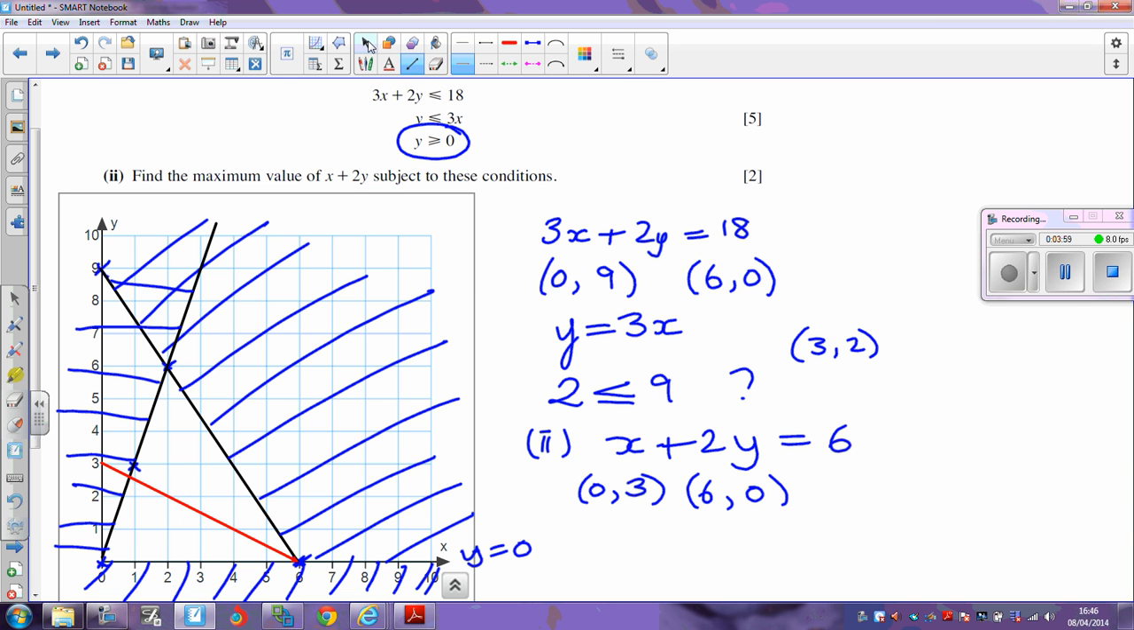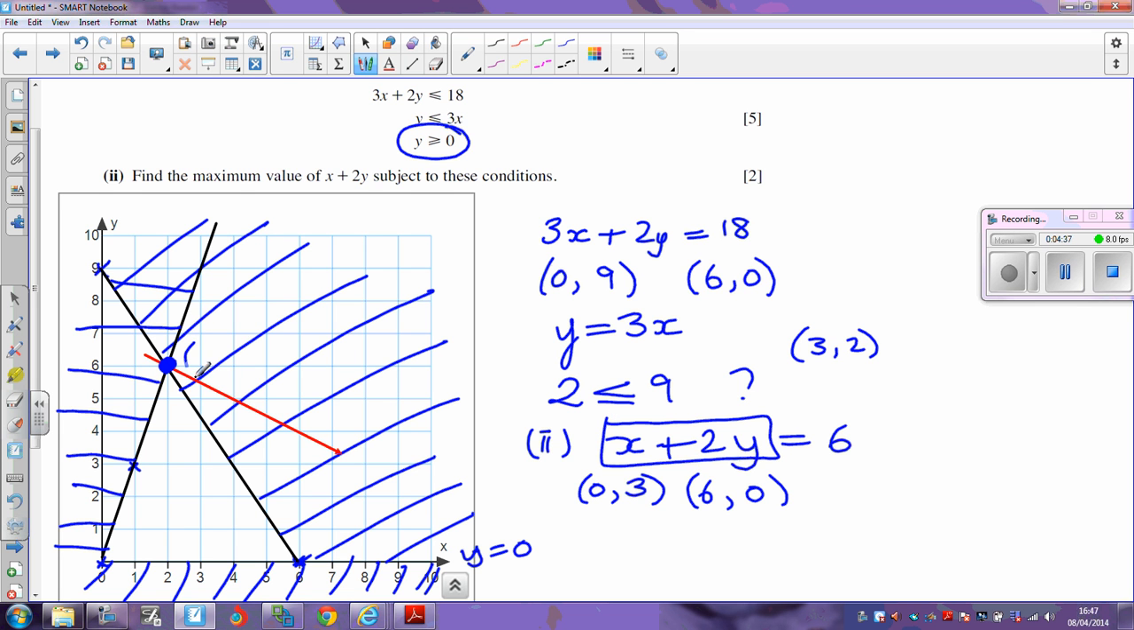Now what I'm going to do, and you can just do this with your ruler, is take that line and slide it up, keeping it parallel. You can do this by drawing or you can just use your ruler. If I'm minimizing, I'll go down to this corner, but I'm trying to maximize the value of x plus 2y. I go as far to the right as I can possibly get away from the origin, and I can see that the place that I'm looking for is going to be just here. So this is the point that represents the values of x and y which give me the maximum possible value of x plus 2y.